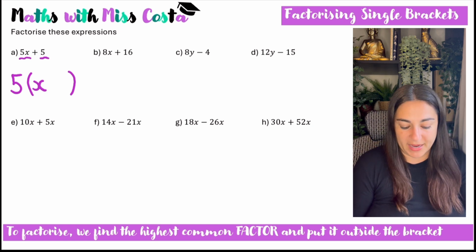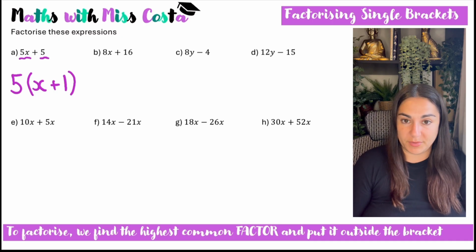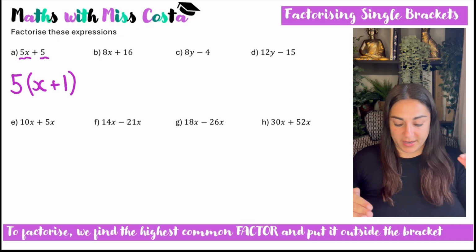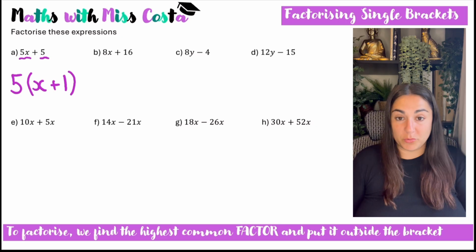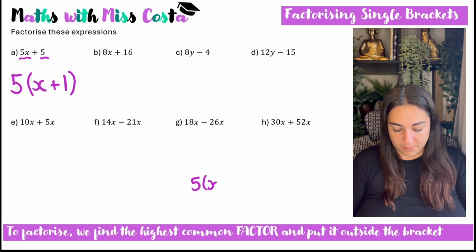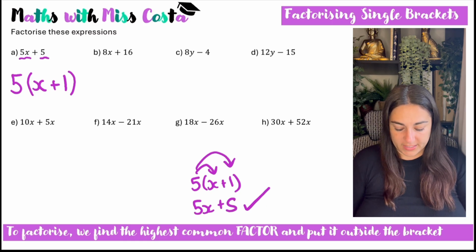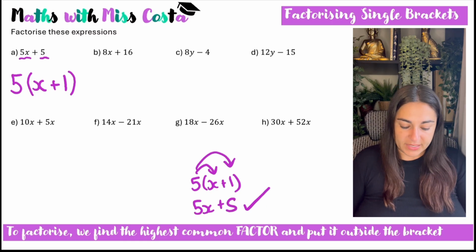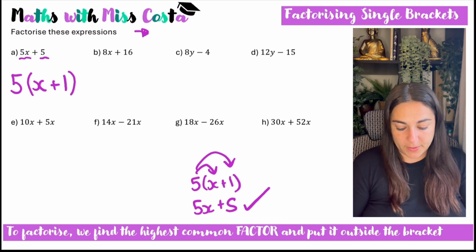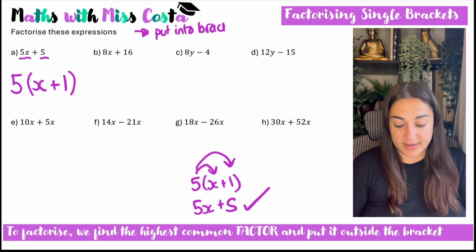Well, 5 times x would give me 5x, and 5 times 1 would give me 5. So you're kind of doing the reverse. You can always double check if you've done it right by expanding it back out. So 5 times x is 5x, 5 times 1 is 5. So you know you've done it right. So factorise means put it into brackets by finding the highest common factor.